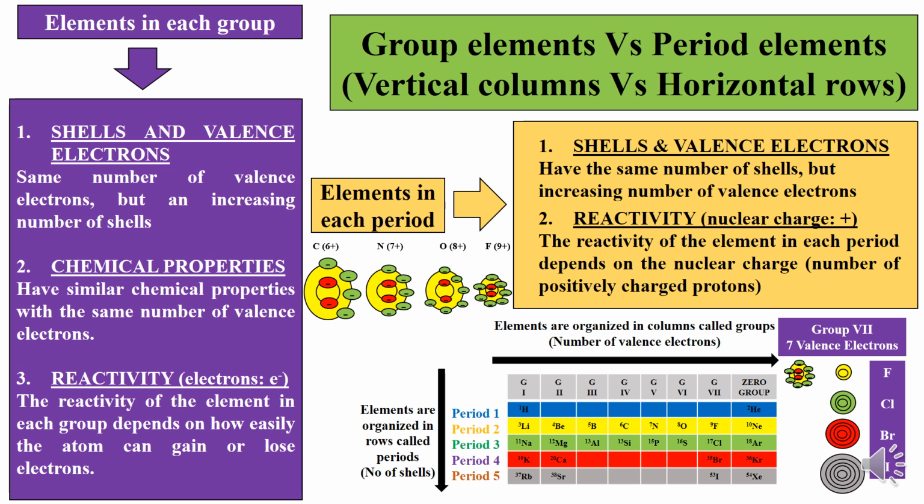So due to the electrostatic force of attraction between the positively charged nuclear protons and the negatively charged outermost valence electrons, the size of the atom kind of shrinks. And here you can see the atomic size of fluorine is less than carbon. So the reactivity of element in each period depends on the nuclear charge, that is number of the positively charged nuclear protons.